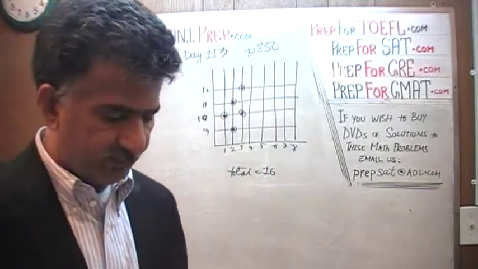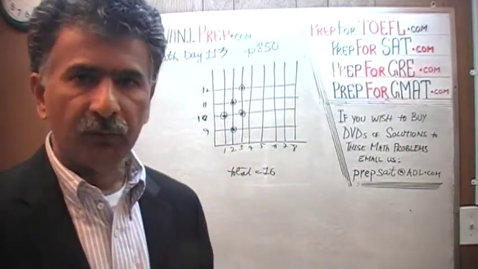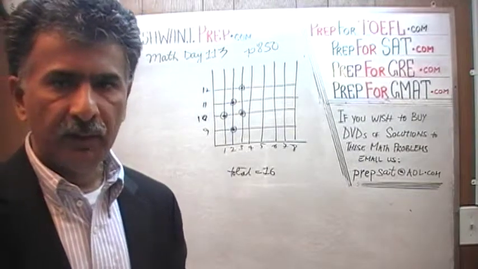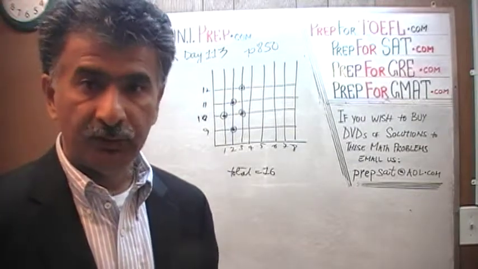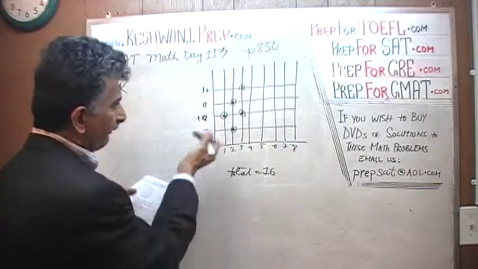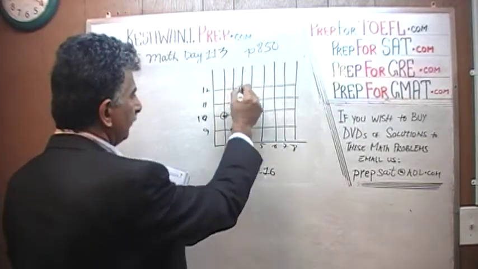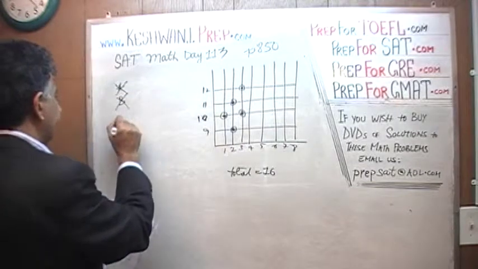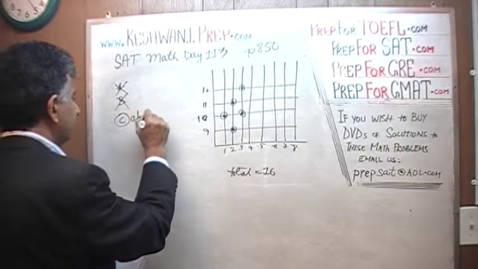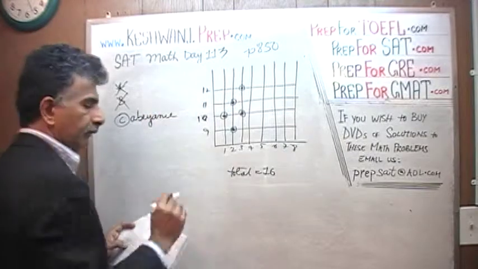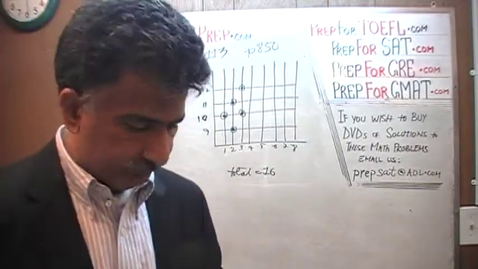Now the second statement says, half of the students travel less than 4 miles, which means 1, 2, or 3. Half the students out of 16 would be 8. Let's see if we have 8. Obviously we don't have 8 students, we can clearly see there are only 5 of them. 1, 2, 3, 4, 5. Statement B is not true. Let's keep statement number C in abeyance.